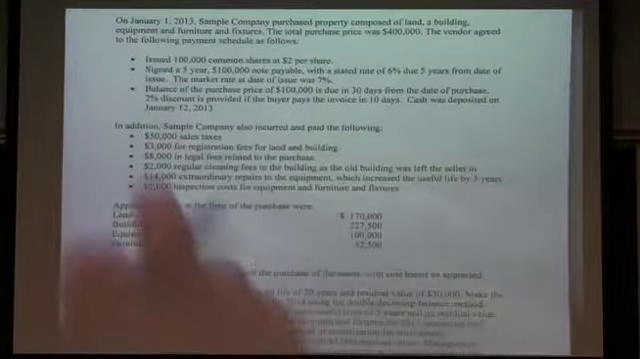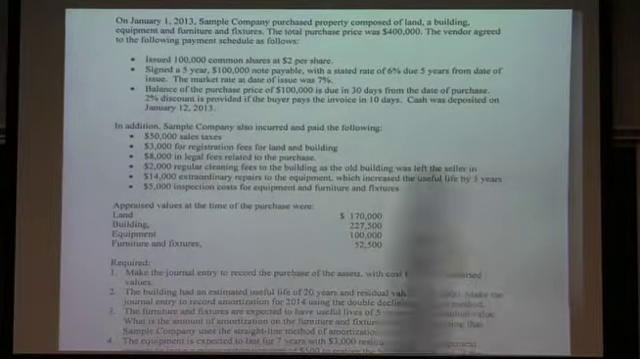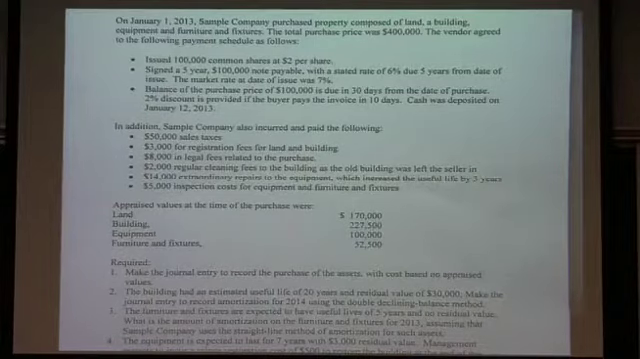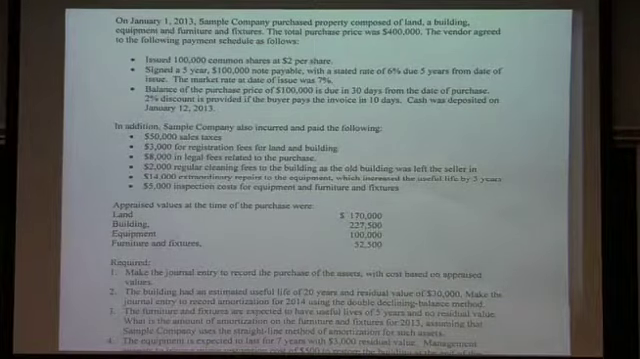Now, in addition, Sample incurred the following expenditures. So here, what we've got to decide of all of these charges that we paid in addition to the $400,000, how much of this goes with the capital asset as an addition to the capital asset, and how much of it is expensed because it doesn't add future economic benefit. So let's look at the first one.